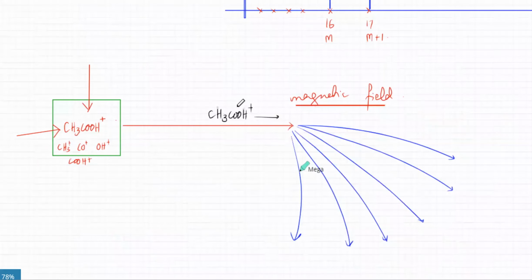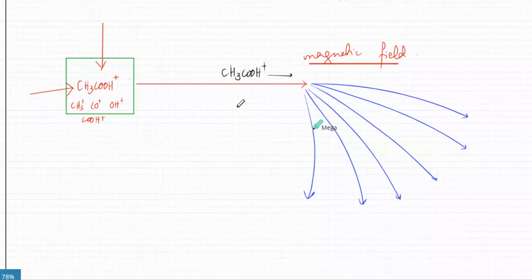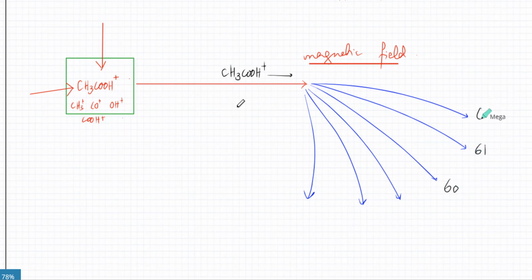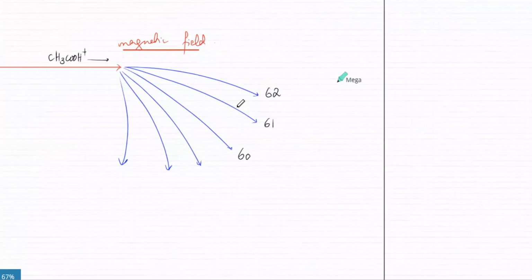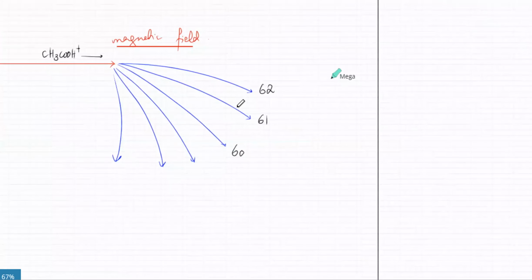So this molecular ion over here is going to have how many masses? I mean, there would be 3 types of these molecules, and let's talk about those 3 types. It's either going to have a mass of 60, or it's going to have a mass of 61, or it's going to have a mass of 62. So this molecular ion is the heaviest particle that you're going to have, and there would be 3 totally different masses. Why would there be 3 different masses?